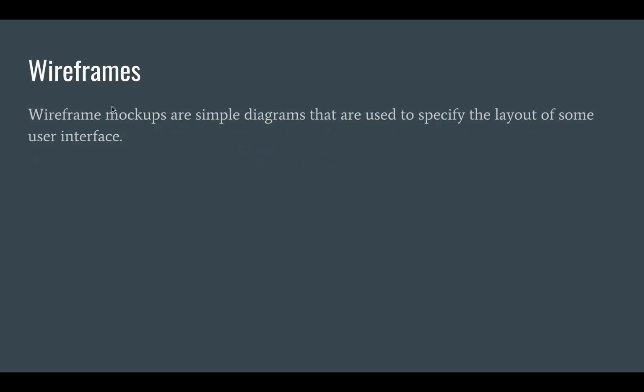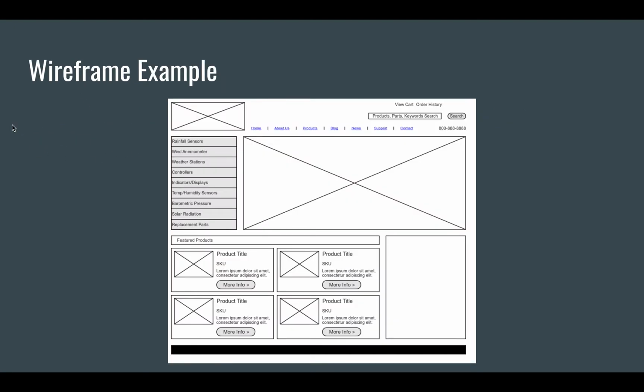So wireframes are just simple diagrams that are used to specify the layout of some user interface, or maybe a website, maybe an iPhone app, but let's see some example. So here's a web page that's been laid out. So it has a search up here. This looks like some sort of online ordering system where you can view a cart. Looks like maybe Home Depot even, maybe looks a little bit like this, but it's just very simple. You don't need the actual images here. You just need a very simple layout.